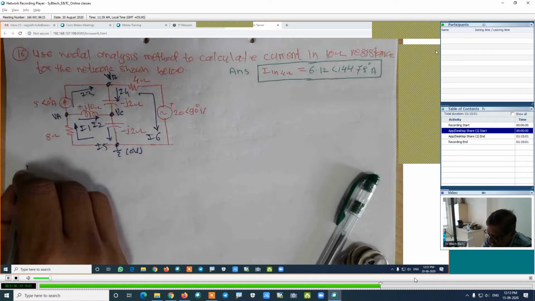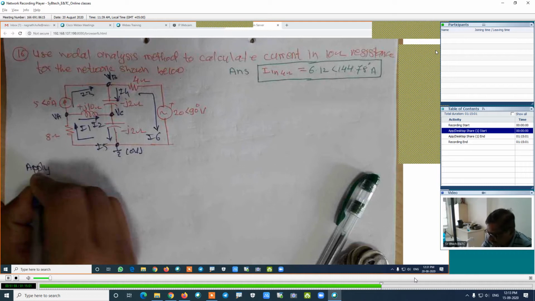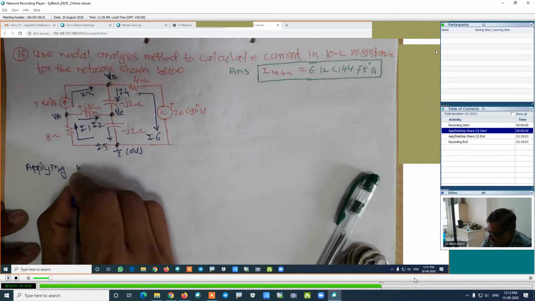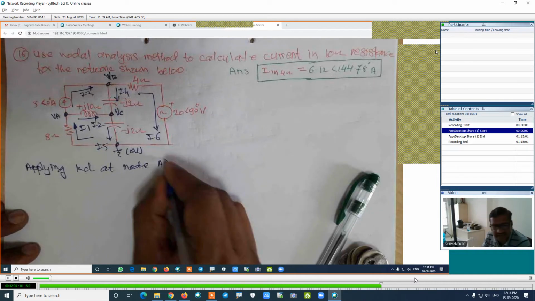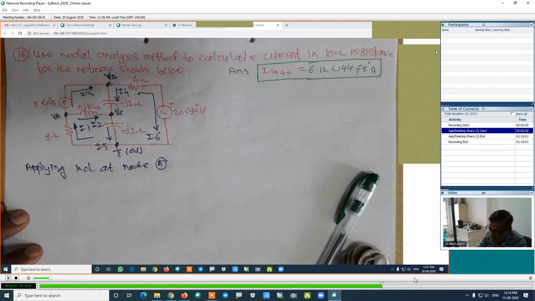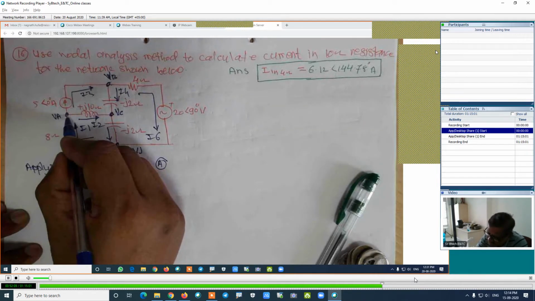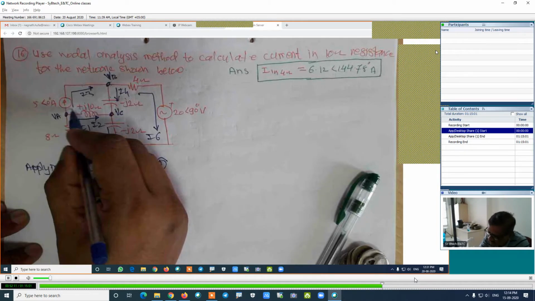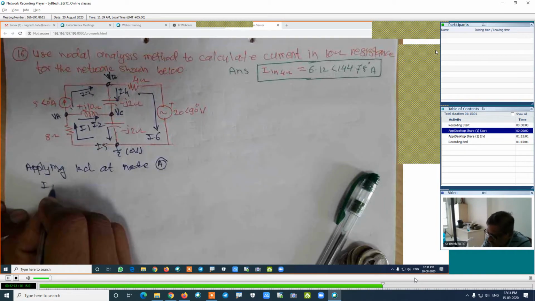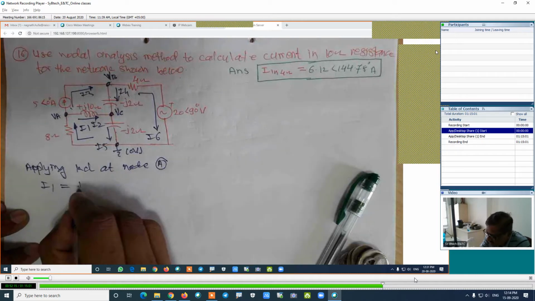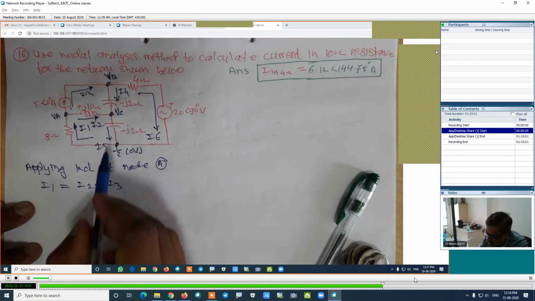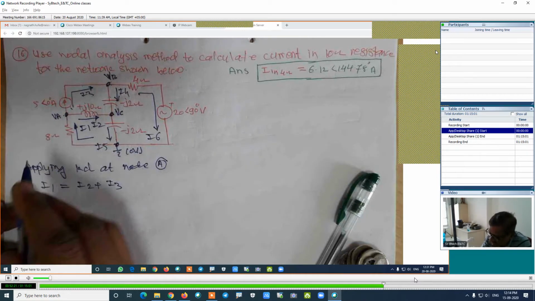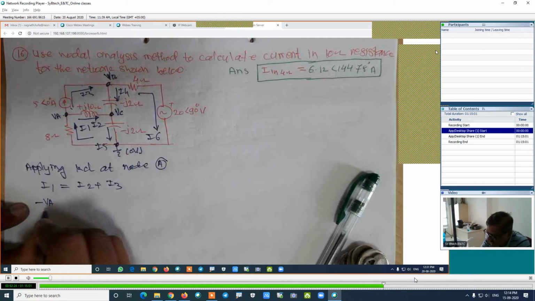Here, I will write first, applying KCL at node A. How is the equation? If you are applying the KCL here, this is incoming, this is outgoing, this is outgoing. How will be the equation? Equation will be I1 is equal to I2 plus I3. How much is the value of I1? This is 0 minus VA divided by 8. It is minus VA divided by 8 is the I1, which is equal to I2.